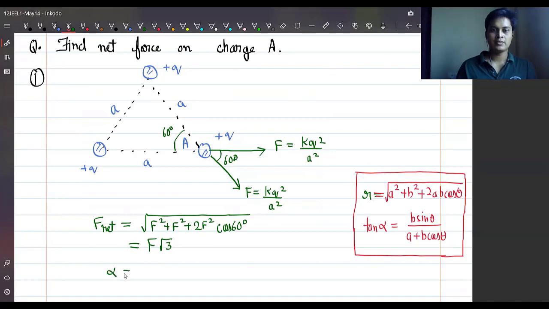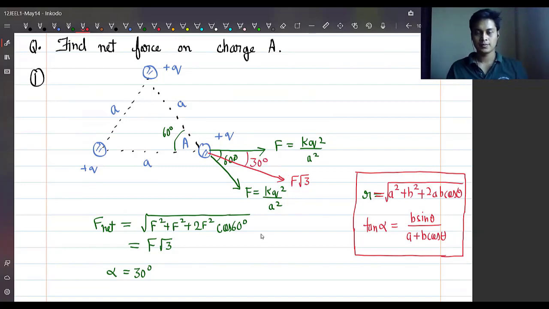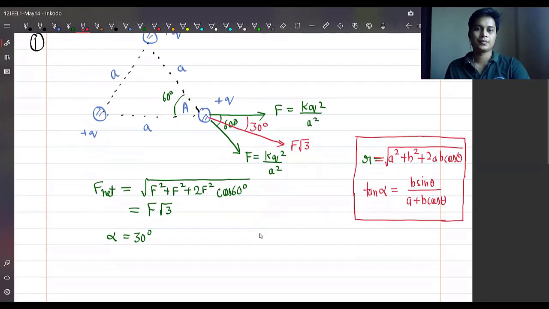And alpha value will come as 30 degree. So the value of net force will be along this direction. Value will be f root 3. Value of f you can put later, that is kq square by a square, and it is 30 degree below the vertical.